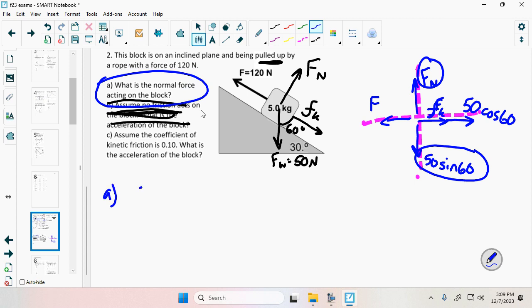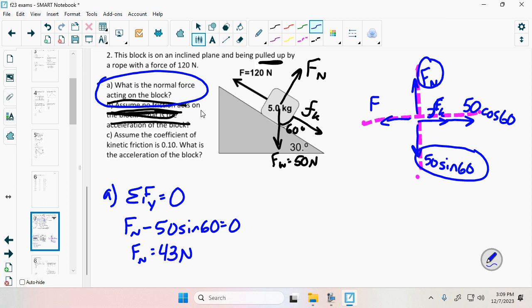If you want an equation, that would be the sum of the forces in the y direction is equal to 0. That is Fn minus 50 sine 60 is equal to 0. So Fn is equal to 50 sine of 60, which is 43. All right, that's the first part. I'm going to ask you, what is the normal force?